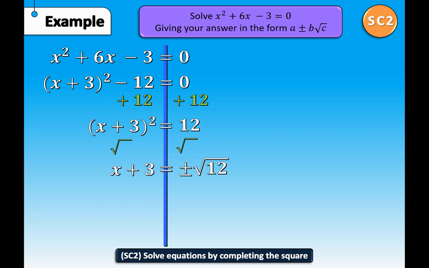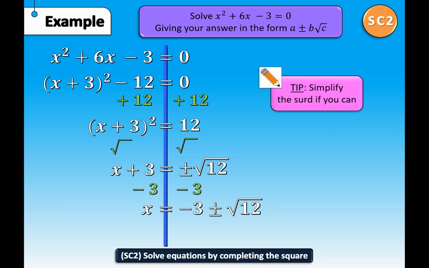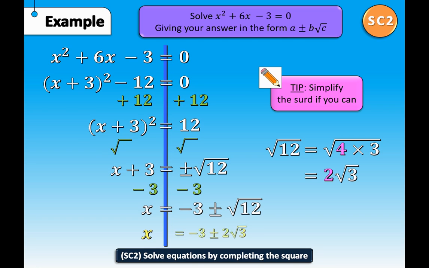Remember, the square root of 12 can be positive or negative. And then subtract 3 from both sides. So x equals minus 3 plus or minus the square root of 12. Now, the square root of 12 can be simplified because the square root of 12 is the square root of 4 times 3. And the square root of 4 is 2. So the square root of 12 is 2 root 3. So we can write our answer as minus 3 plus or minus 2 root 3.